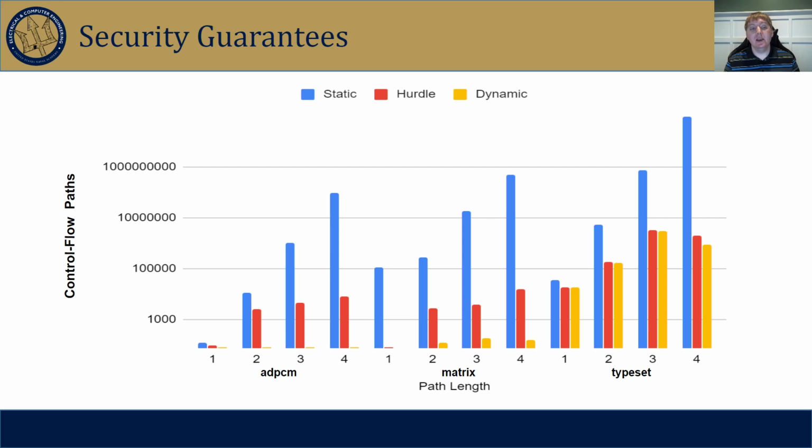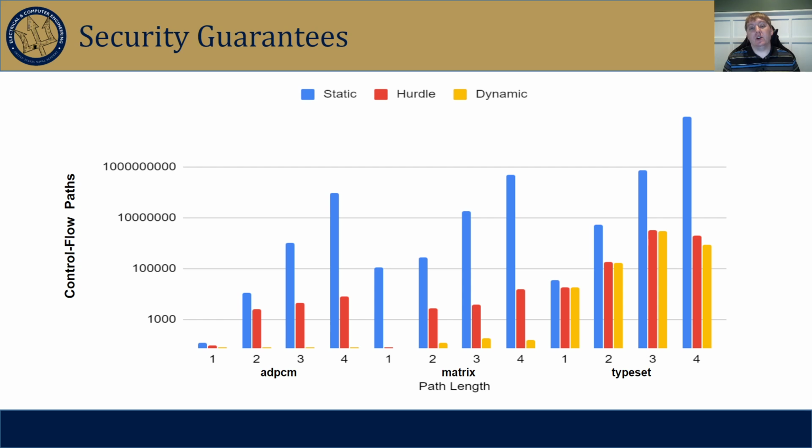So for this study, we measured the number of control flow paths that were possible if we checked either the static control flow graph, used Hurdle gate patterns, or looked at the actual dynamic paths that an application took. Here we show the applications with the smallest number of static control flow paths, the median number for matrix, and then the largest number for typeset. These are all from the MiBench suite.